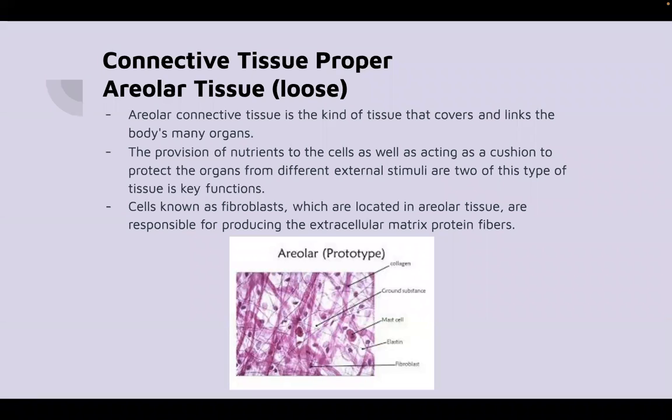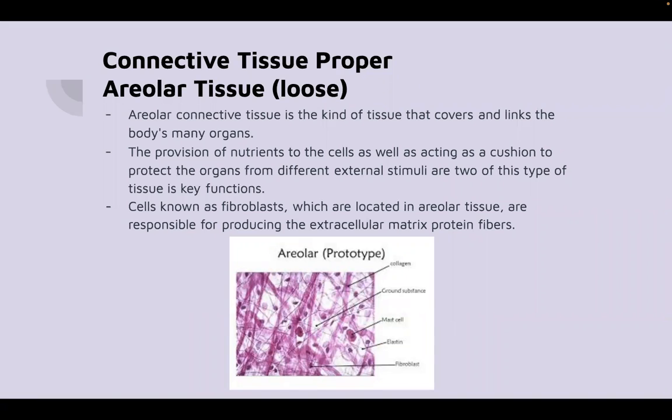There are three main types of loose connective tissue. The areolar connective tissue, which I'm going to talk about over here in this slide. It has a viscous ground substance with both collagen and elastic protein fibers. It is highly vascularized, meaning it has good blood supply. And it contains a large number of fibroblast cells, which produce many components of the extracellular matrix. It surrounds certain organs and blood vessels and binds skin.